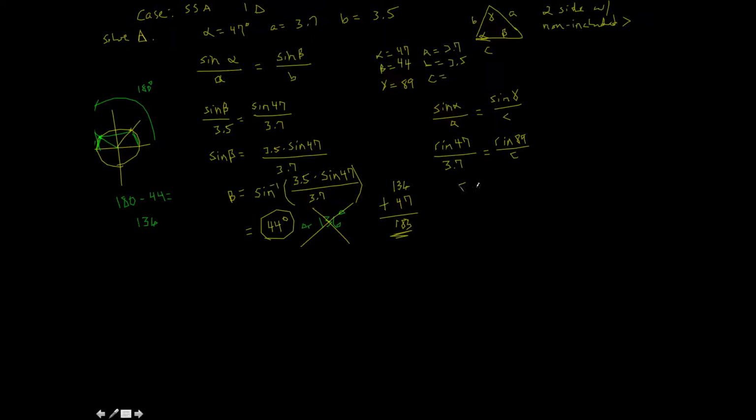And so figure out what your C equals, just like we did in previous problems. And so C comes out to 5.1 because we're doing two significant figures here. So 5.1. So we have solved this triangle.